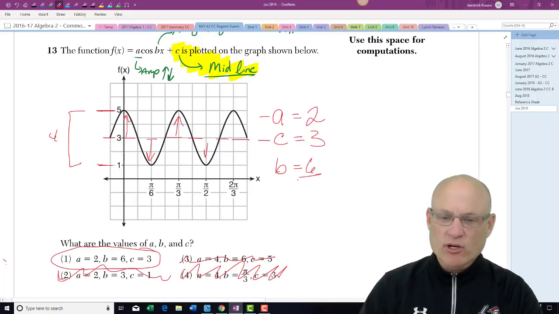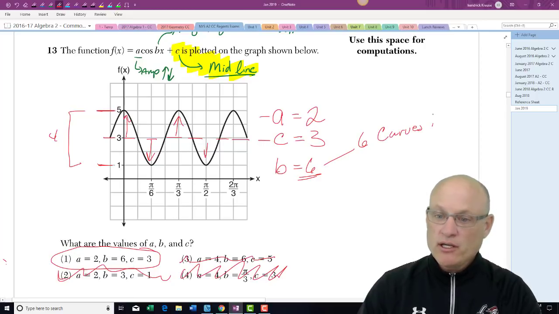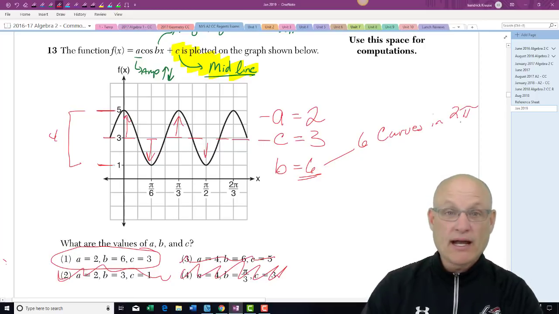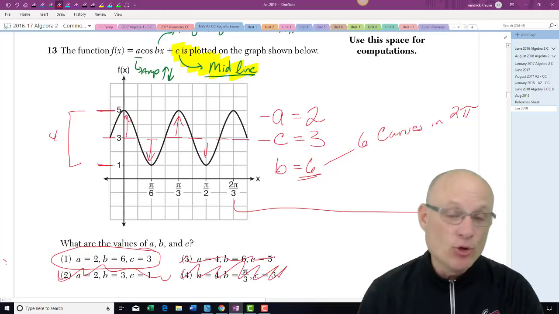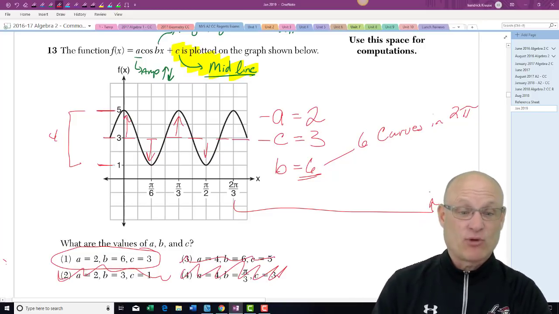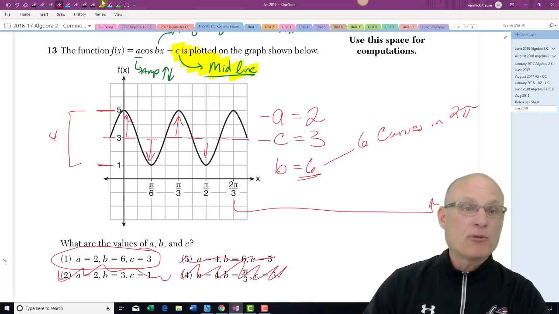So what this says is we're going to finish 6 curves in 2 pi. Well, I see 2 curves, but I'm not even close to 2 pi. 2 pi is down here somewhere. So what I want to do is check to make sure that answer is right. Do you see this piece of graph paper right here?